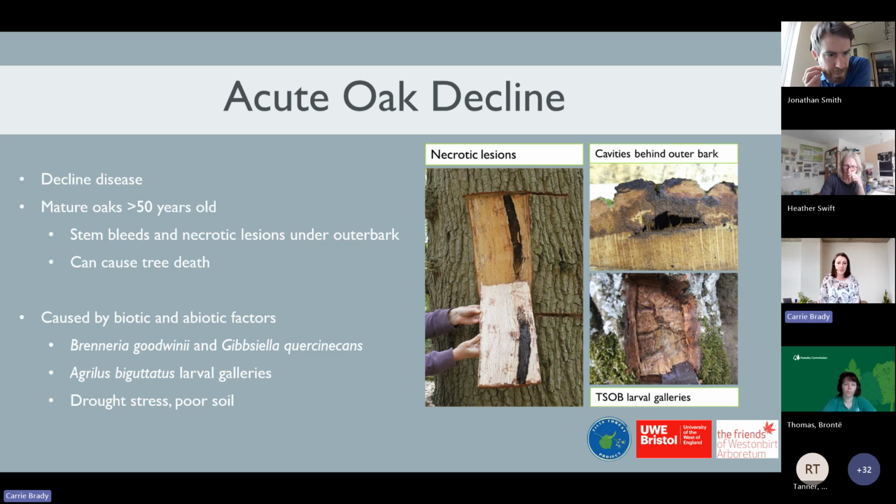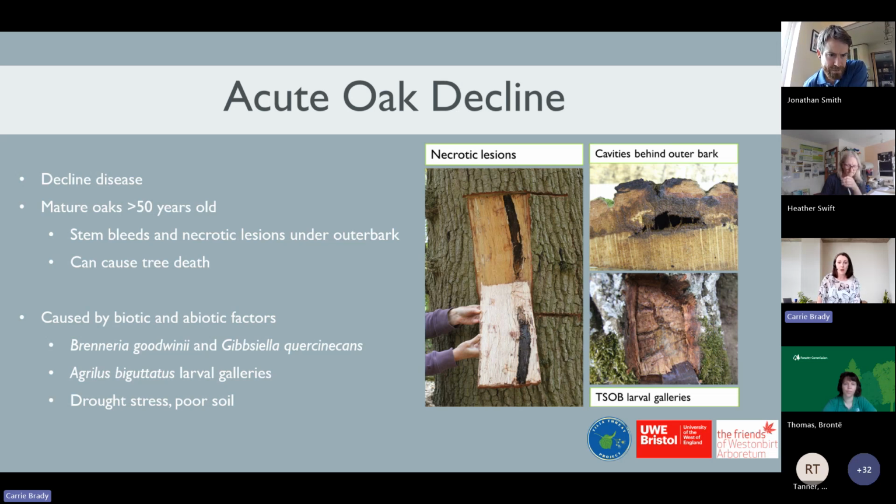Symptoms include stem bleeds between the bark plates. This usually occurs in spring and autumn. And when the outer bark is removed, these dark necrotic lesions are present in the underlying tissue. Following repeated infection, it can cause tree death within 3 to 5 years.